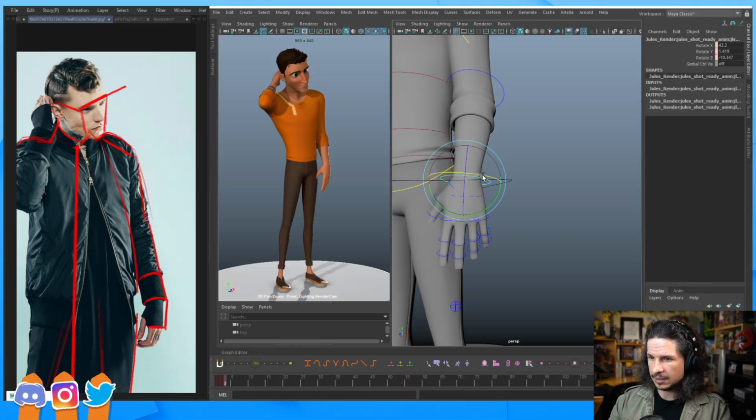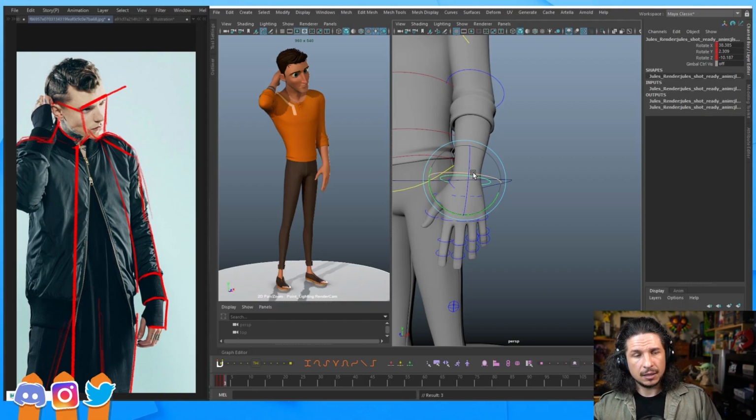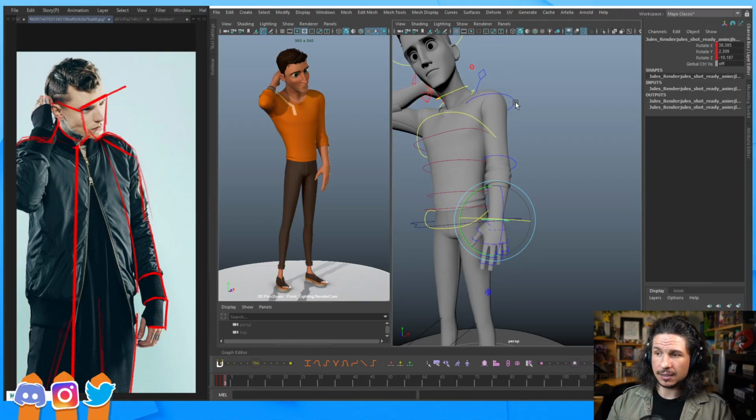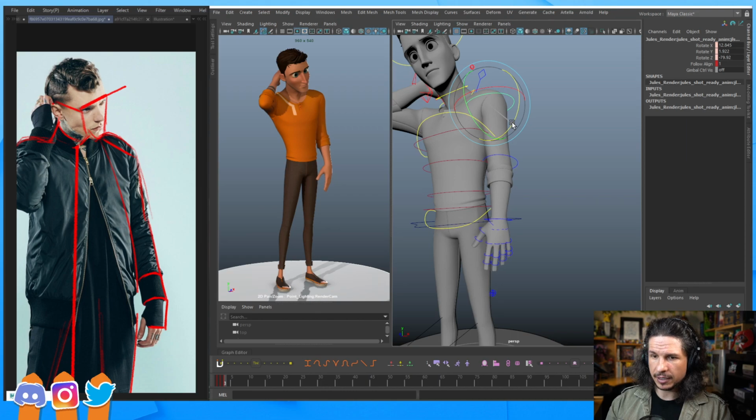Something more like that. Okay. Now, let's actually finish this hand here. As you're posing, a lot of people will pose out the arm, get that all done, and then call it a day. And it's just, okay, we're good. Keep going.